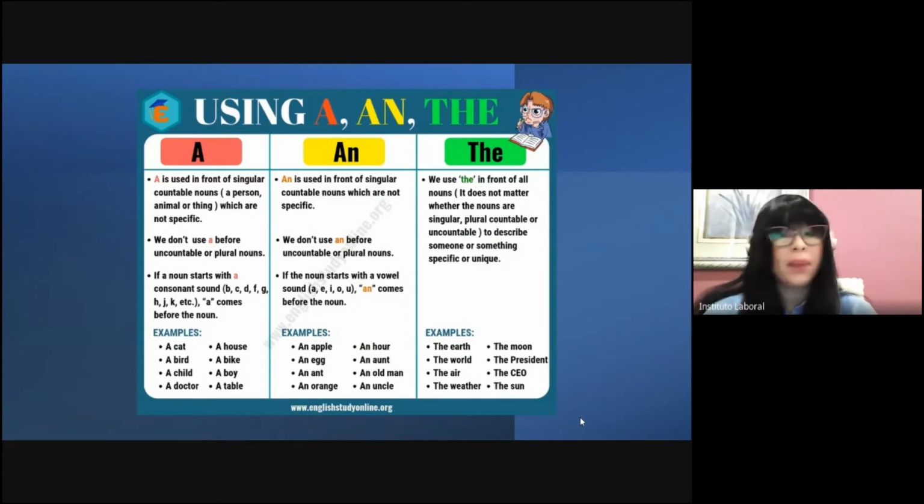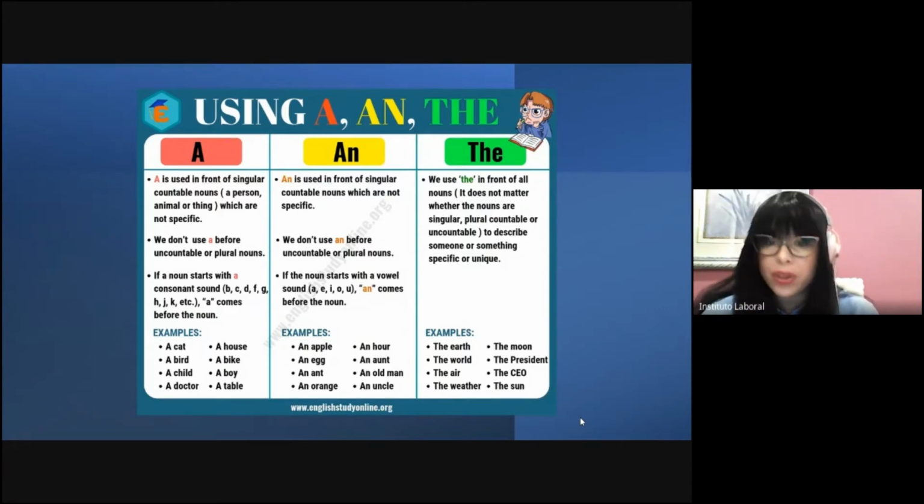The, we use the in front of all nouns. It does not matter whether nouns are singular or plural, countable or uncountable, to describe someone or something specific or unique. For example, there is only one planet Earth, so you say the Earth. There is only one world, the world. That's specific and unique. Air, there is only one air, the air.